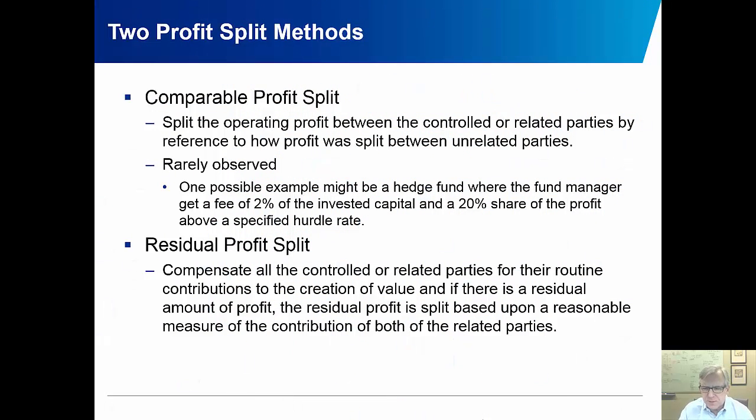So the profit split method, actually there are two profit split methods. There's the comparable profit split and the residual profit split. In a situation of a comparable profit split, essentially you're going to split the operating profit between the two controlled parties, or more than two if the case may be, in proportion to how you've seen and have been able to observe a profit being split by unrelated parties.